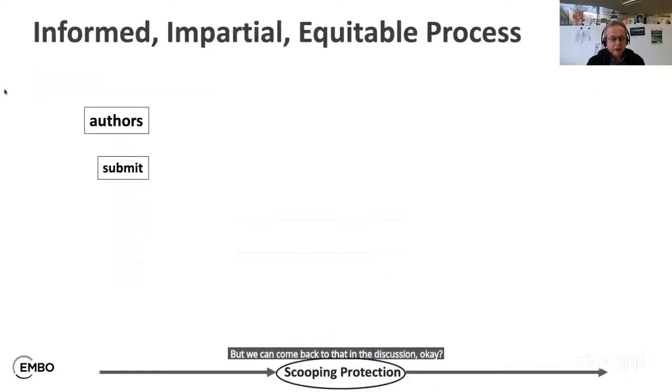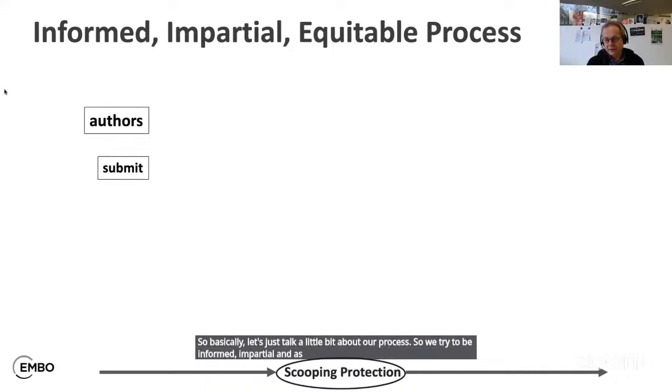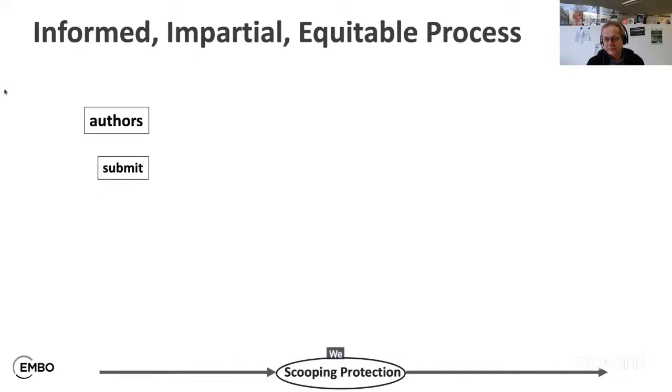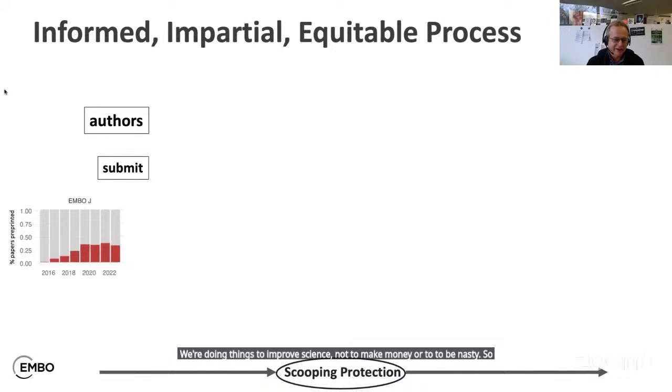Okay. So basically, let's just talk a little bit about our process. We're trying to be informed, impartial, and as equitable as we can. If you have ideas how to make it better, please tell us. We are a community publisher. We're doing things to improve science, not to make money or to be nasty. So please tell us how to improve things.